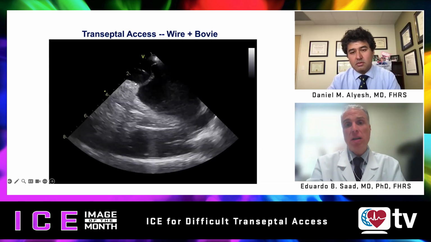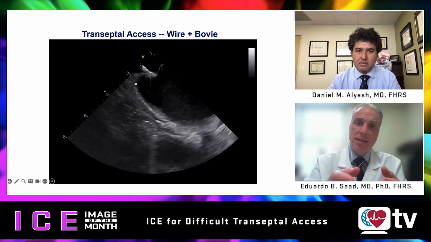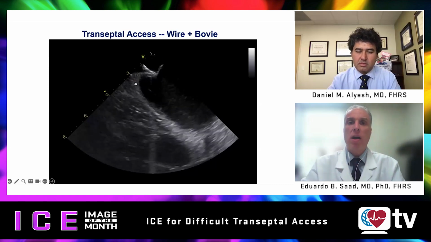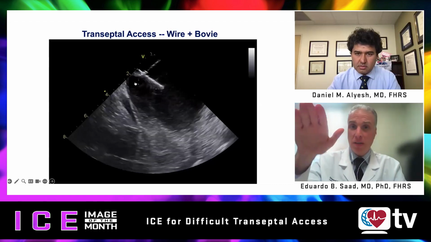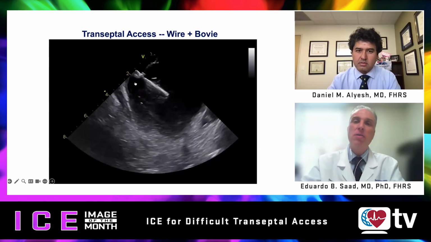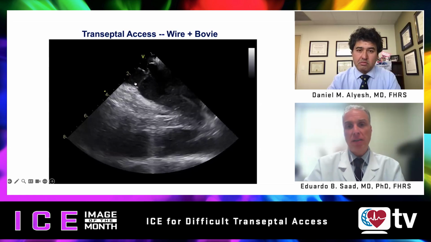Just a word of caution here: it's easier to have the amount of tenting necessary for the wire going across if you use a deflectable sheath, because then you can use the deflection to make sure you have really good engagement on the fossa. But it's possible to do it also with a standard sheath as well.